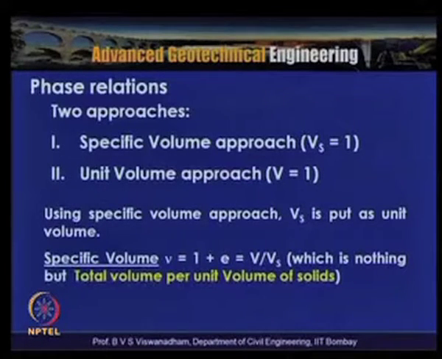Using the specific volume approach, Vs is put as equivalent to unit volume. The specific volume is the total volume per unit volume of solids. So, V is equal to 1 plus e, which is nothing but Vv by Vs plus 1, that is V by Vs. So, total volume per unit volume of solids is V by Vs. Here the specific volume is defined as 1 plus e.